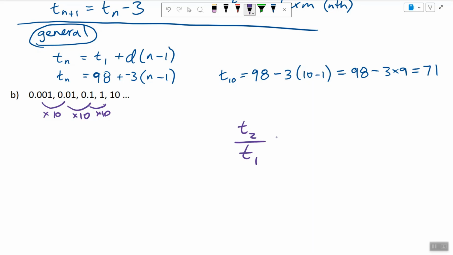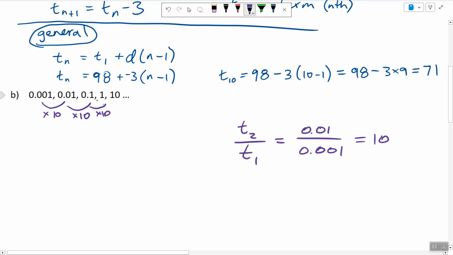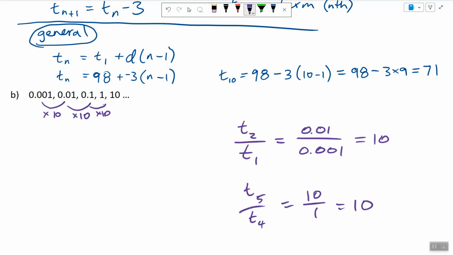T2 divided by T1, 0.01 divided by 0.01 gives us 10. Okay? And if we do that for every consecutive pair of numbers, term 5 divided by term 4, 10 divided by 1, we get 10 again. So it's always timesing by 10. This gives us the r value, the ratio. So in your notes, can you write the recursive form, Tn plus 1 equals r Tn?